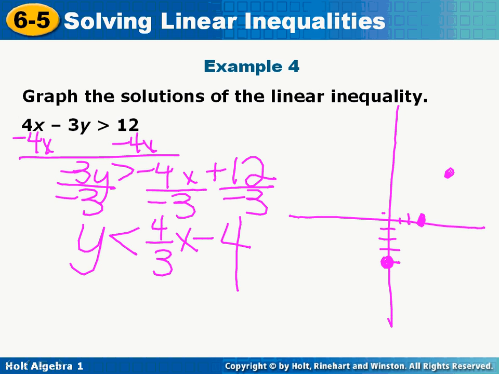Dotted, because it has no line underneath it. So it's going to be a dotted line. Now I have to shade less than, which is below the line. So where's below the line? Bottom right. Then you just shade however you want over here.